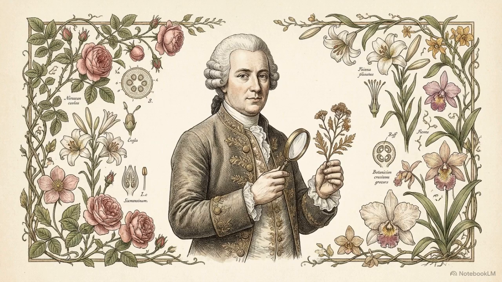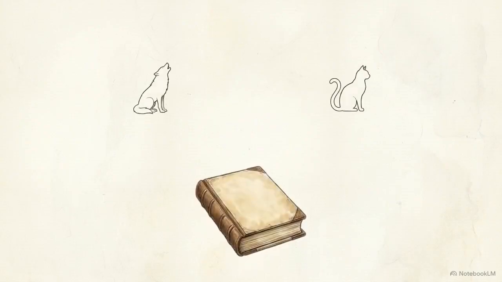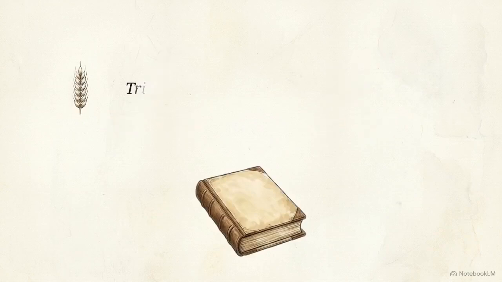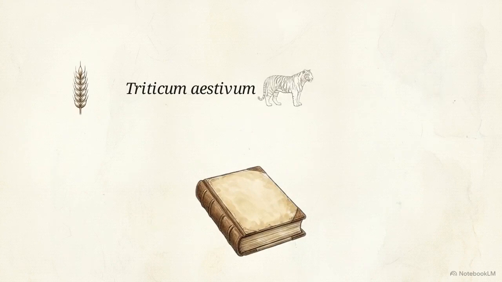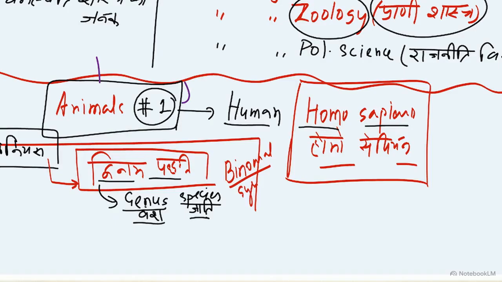This desire for order eventually led Carolus Linnaeus to formalize the binomial system, a universal rulebook that assigned a two-word Latin name to every living thing. Under this system, common wheat became Triticum aestivum, and the tiger became Panthera tigris. This image outlines the classification of our own species. Within this biological catalog, humanity is assigned the label Homo sapiens.